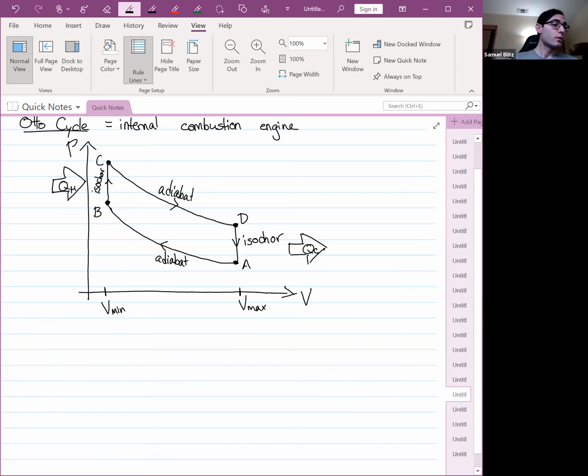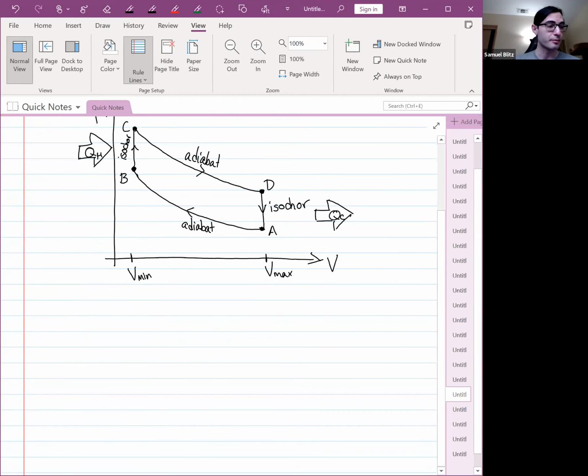Anyway, if we know the heat that flows in and the heat that flows out, and we know that those take place during the isochores, we can use that to compute efficiency. Remember last time we talked about the efficiency of an engine? It is the work done divided by the heat that flows into the system, or equivalently, it is 1 minus the ratio of the heat that flows out of the system divided by the heat that flows into the system. So we can just compute this now because we understand isochoric processes.